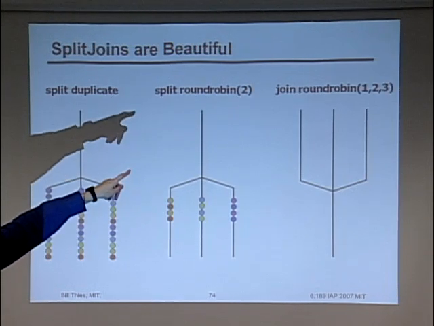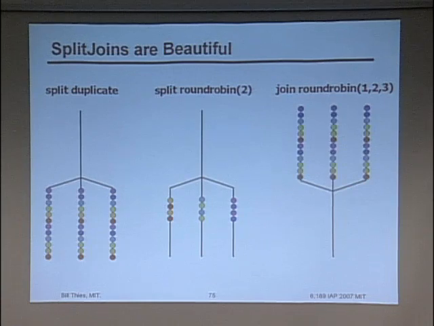So on the right, let's say we're doing round robin 1, 2, 3. That means we pass 1 item from the first stream, 2 items from the next stream, and then 3 items from the third stream. OK, pretty simple. We're just doing 1, 2, and 3, and so on. Does this make sense? I'm going to build on this.